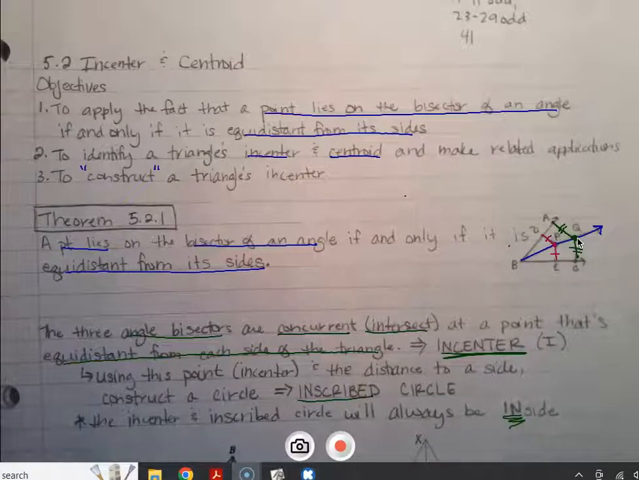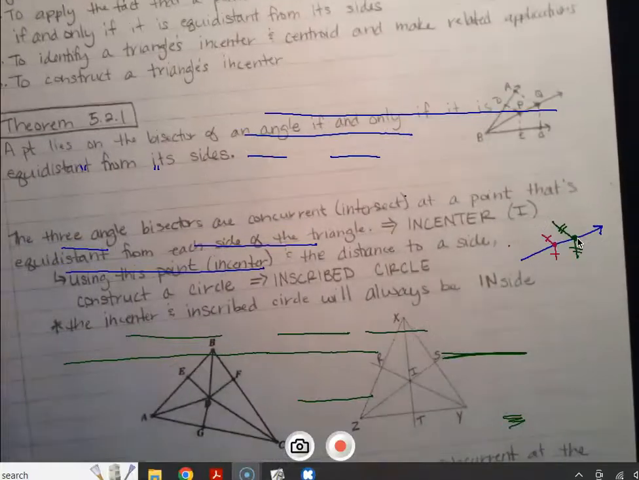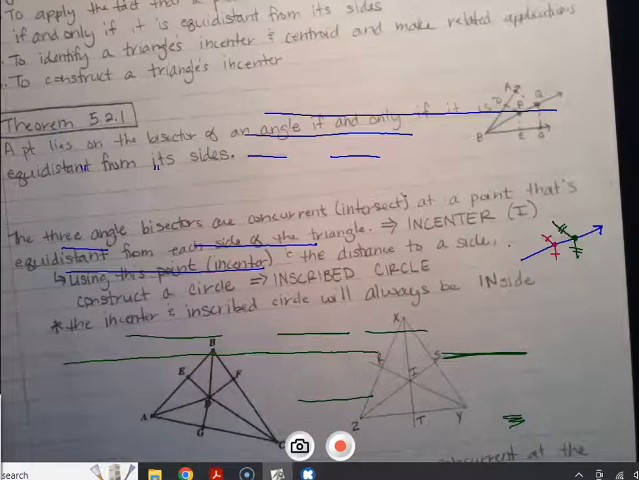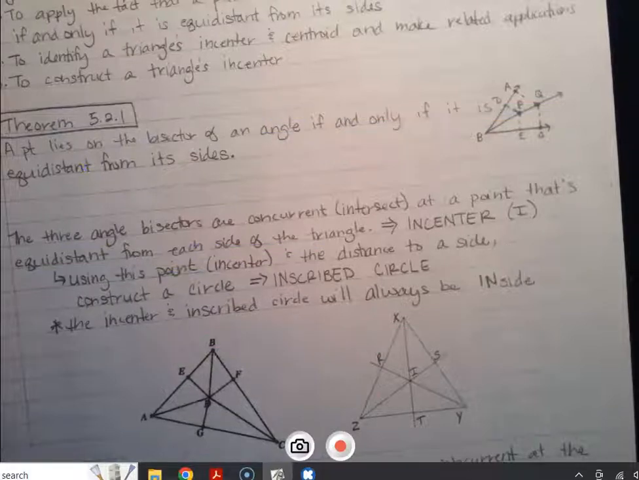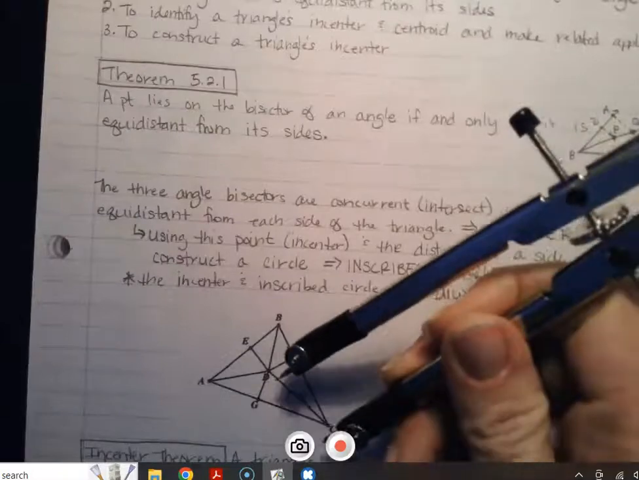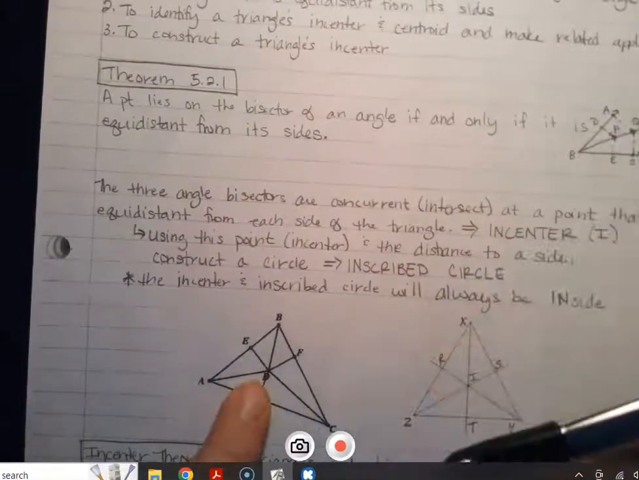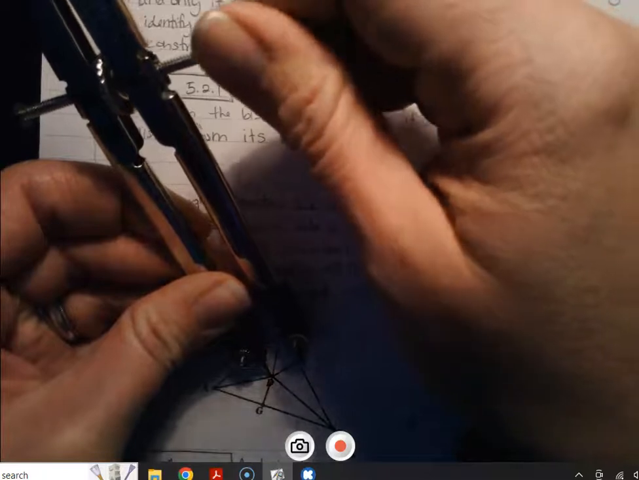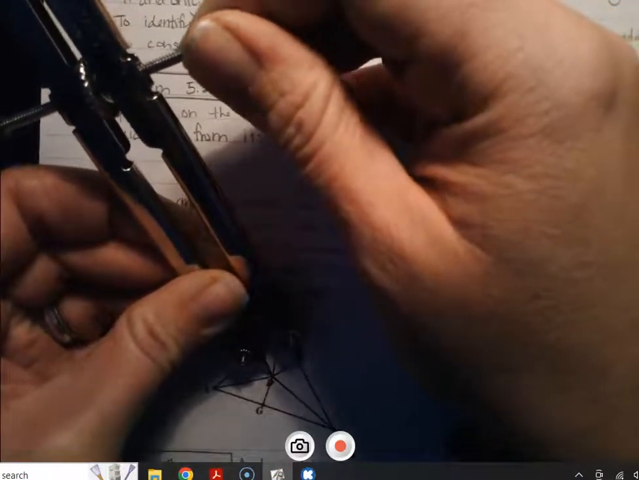Okay, so I want to look at these 2 triangles down here. And this is where I want your compass. So this D here is an incenter. We want to measure from D to one of the sides, it doesn't matter which, because that's where it's equidistant, right? That is the radius here.